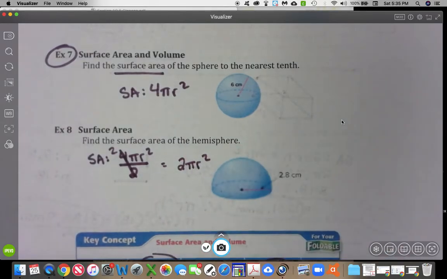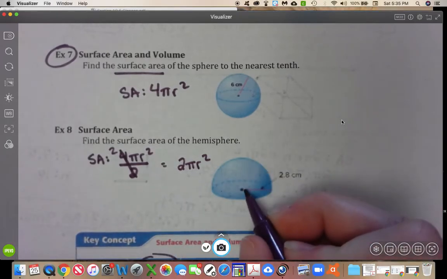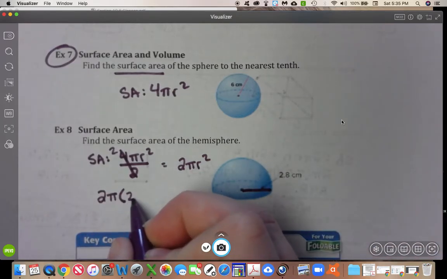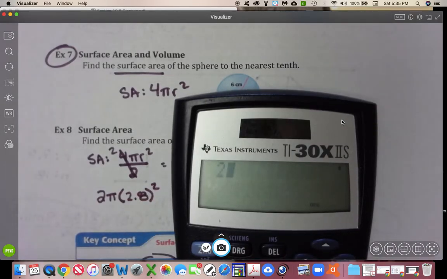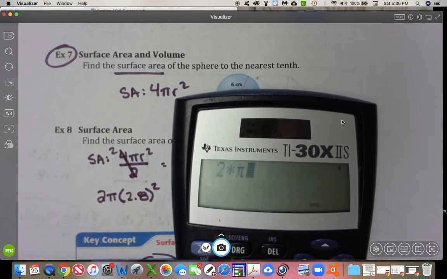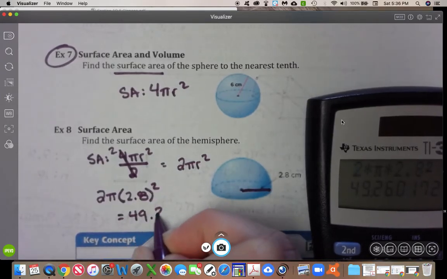And then there's one more thing that we have to do at the end, so I'll show you that. But we need 2 pi radius squared. The radius is 2.8 in this case. So 2 times pi times 2.8 squared. Let's plug that in and see what we get. You can either do 2 pi or 2 times pi, it doesn't really matter. 2 times pi times 2.8 squared, and I got 49.3.